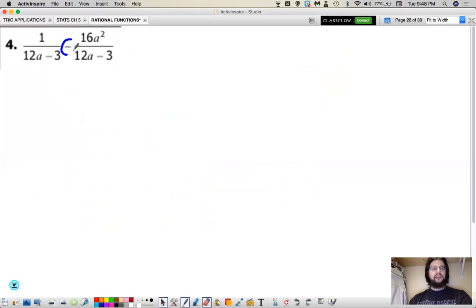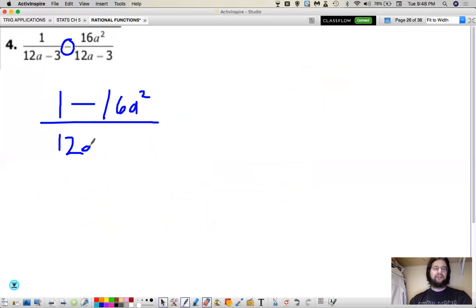Now we're subtracting here. So this is a negative 16a squared. So that's going to be 1 minus 16a squared, because our denominators are the same. If they weren't the same, we'd have to fix that first. Now again, we need to factor. I recognize this. It's got 2 terms, so I better be checking for one of those 3 special things. Difference of cubes, sum of cubes, difference of squares. We got difference of squares.